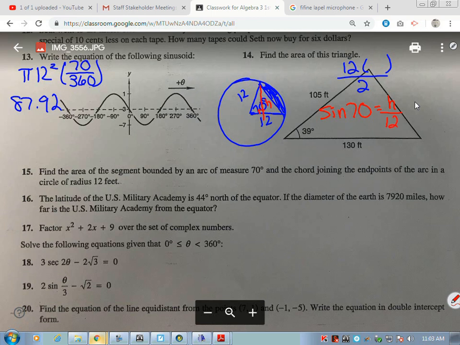Good. Yes? Okay. So what do I need to type into my calculator to find height? 12 sine 70. Okay. Let's make that 11.3. Okay. 12 times 11.3 divided by 2.